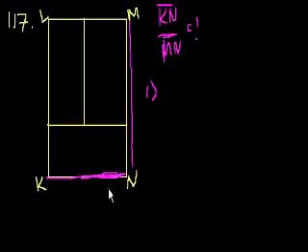The perimeter of rectangle KLMN is 30 meters. So perimeter is equal to 30 meters. So this is a rectangle, right? So what does this tell us?